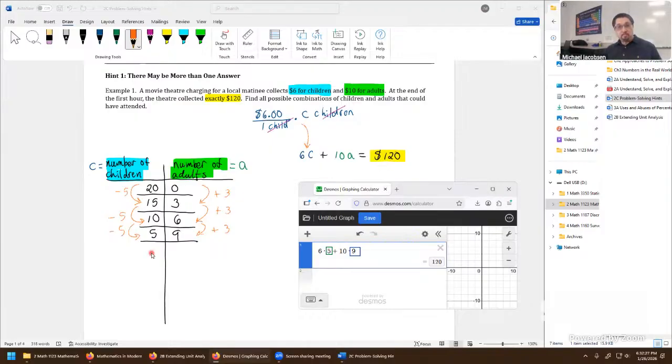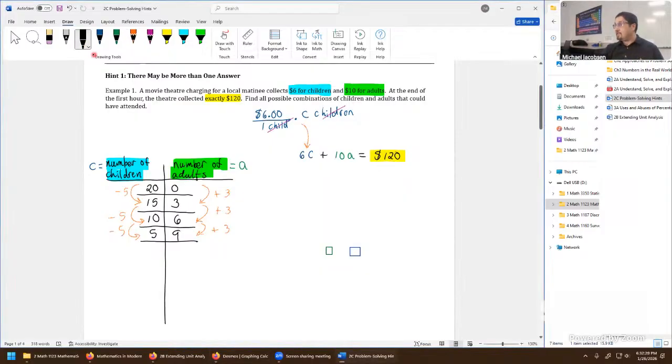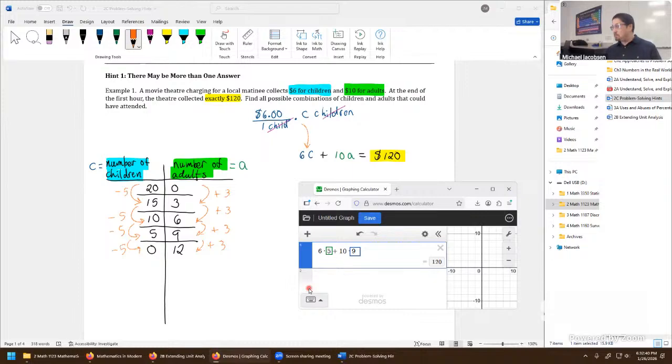And last would just be 0 and 12. So with 0 children and 12 adults, we added 3 here, subtracted 5 here, maintaining the pattern. That does seem sensible if you put in 0 children and you have 12 adults at a ticket cost of $10 per adult. We expect $120, but let me fix the calculator. That should be a 0 altogether. And there it is, the $120 we were expecting.